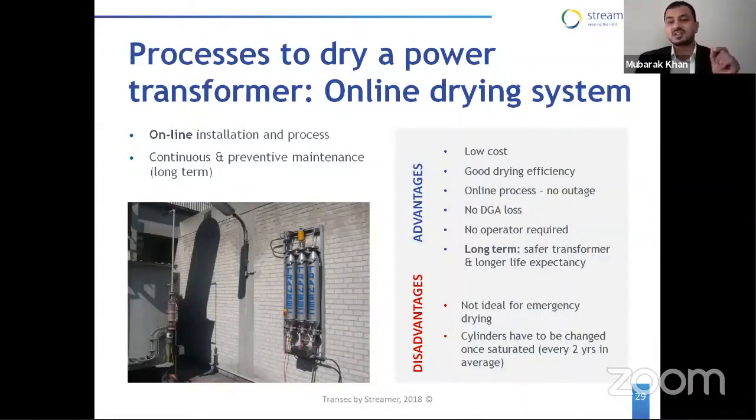Okay. The disadvantage is it is not ideal for emergency drying. So if your transformer already has a lot of water, it is recommended to remove the water first and then put the online drying system, because this will not remove a large amount of water in a transformer. It is a slow process. It has a flow rate of around 90 liters per hour. Okay, which is very slow. So it is good for OPEX operational purpose, not for emergency maintenance.